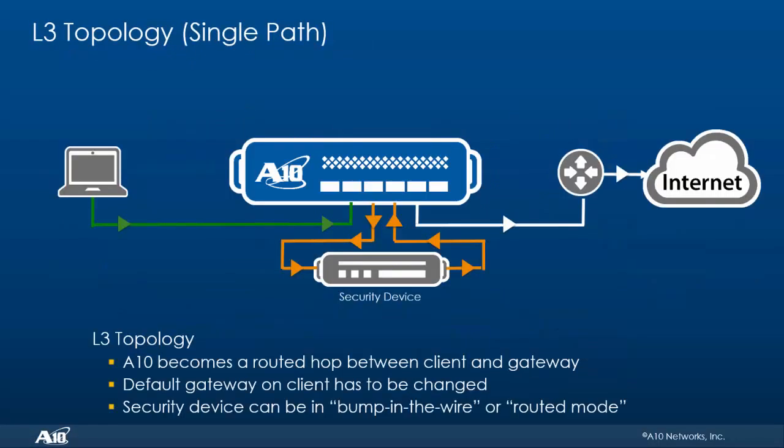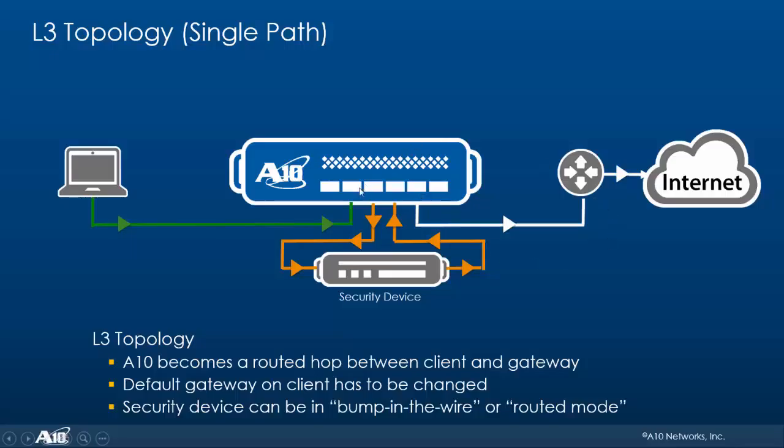Moving on, we'll look at the L3 topology with a single path. Here, like L2 topology, we have a client machine connected to an A10 device. On one interface, we need another interface to connect to the security device for outgoing traffic, a third interface for incoming traffic from the security device, and a fourth and final interface for connecting to the gateway router.